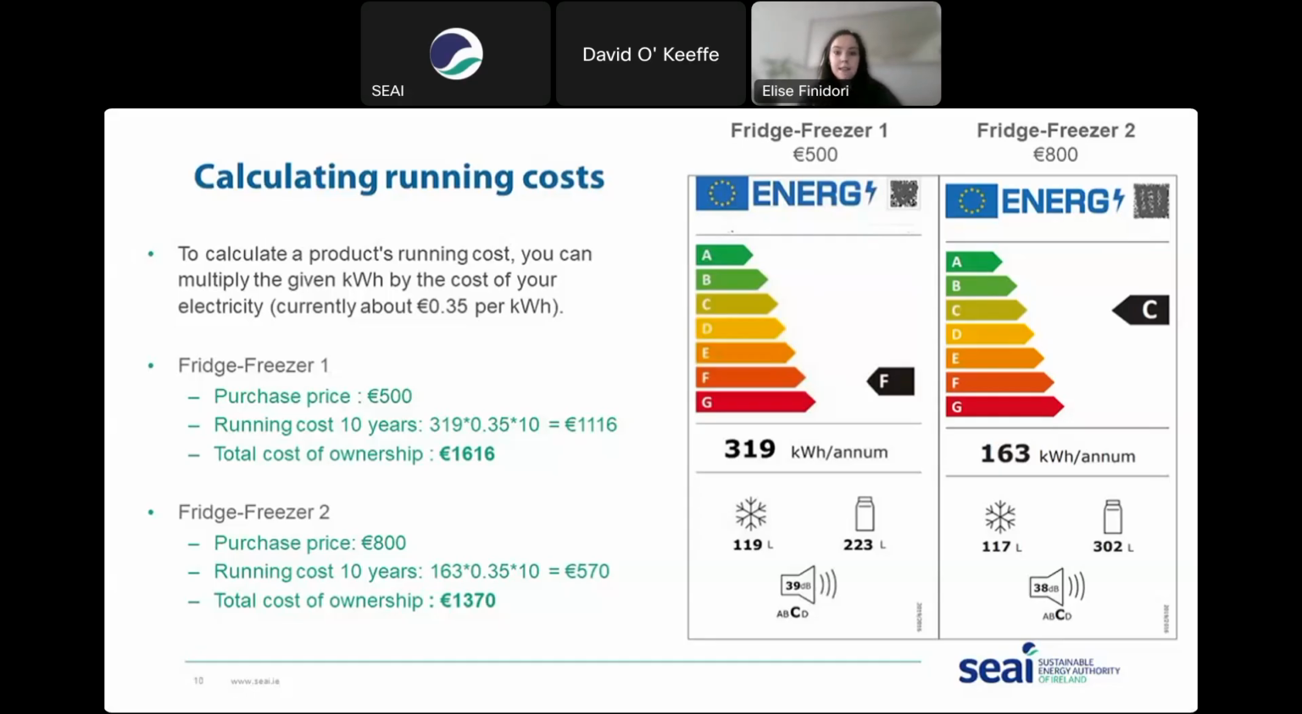What I want to highlight with these examples is that fridge freezer 2 might be more expensive to buy. However, when you look at the total cost of ownership, including the electricity spend that you will have to pay for this fridge to run over the 10 years, fridge freezer 2 is actually less expensive. So that's one of the main points: when you have selected a product and you have a set budget, look at the product that's the most energy efficient.